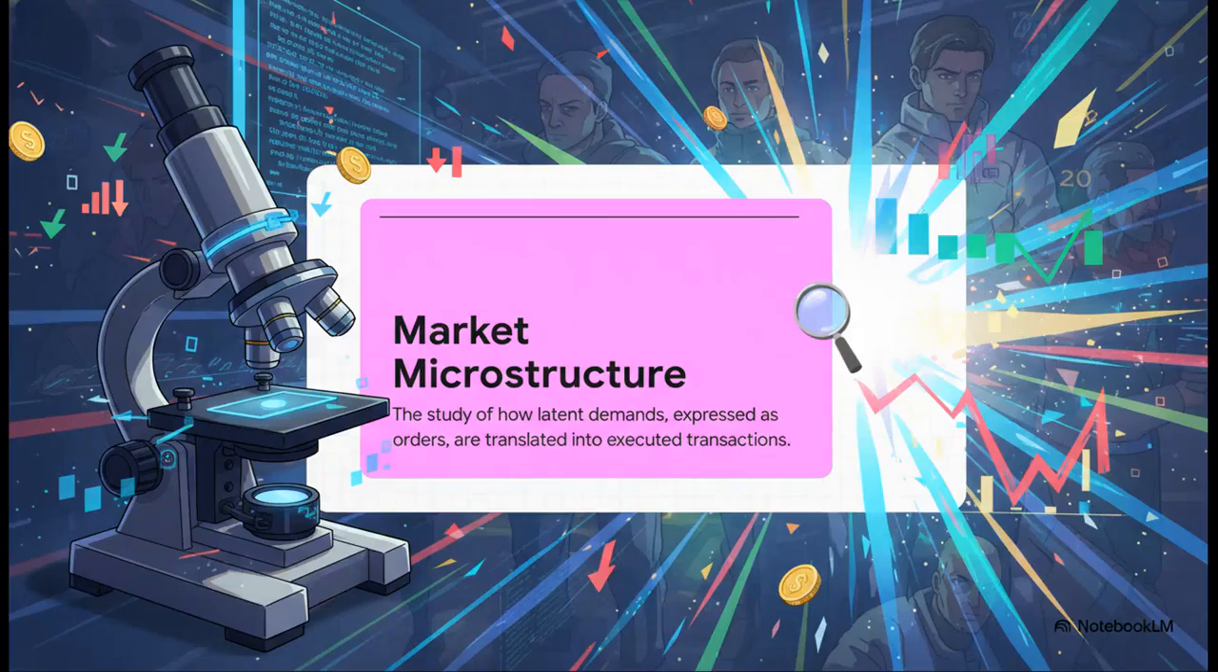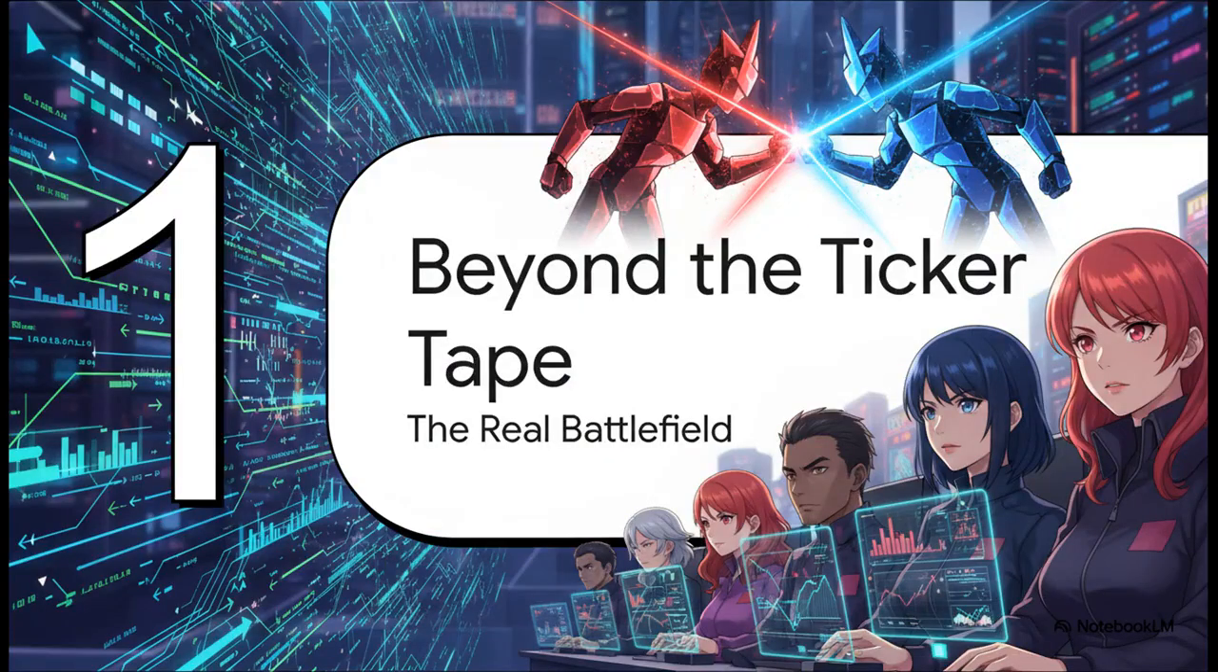Well, to see what's really happening, we're going to need a special kind of microscope. And in the world of finance, that microscope has a name: market microstructure. It's the absolute key to understanding how millions, and I mean millions, of buy and sell orders clash together to create the prices we all see on our screens. So let's zoom in.